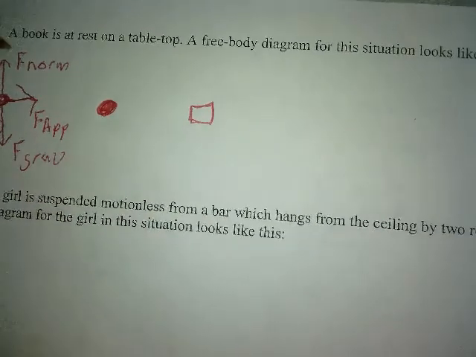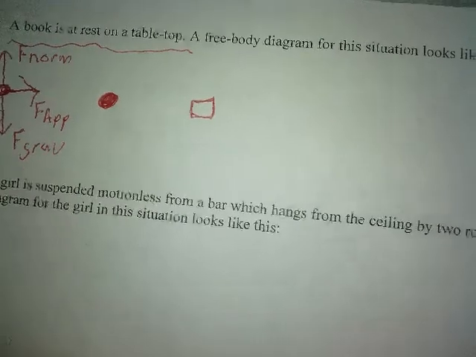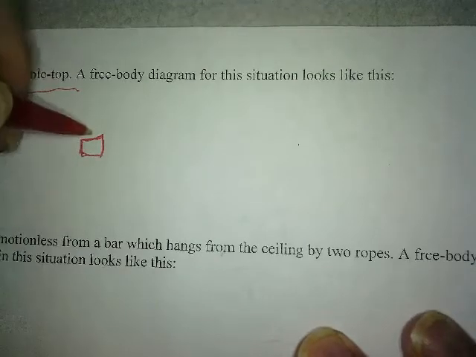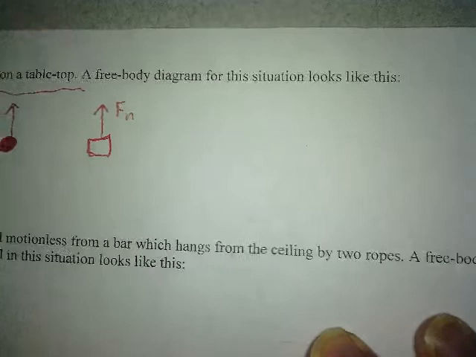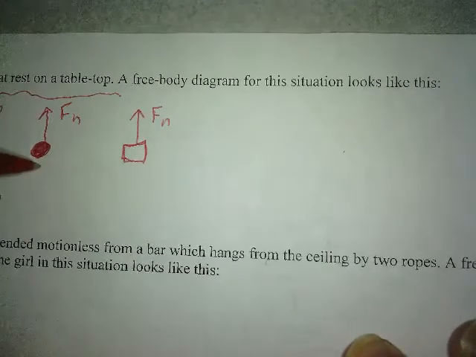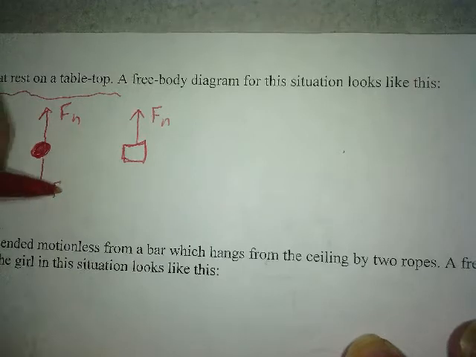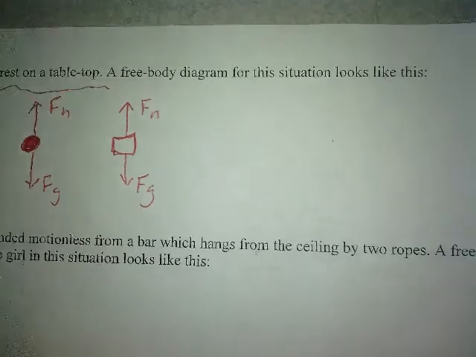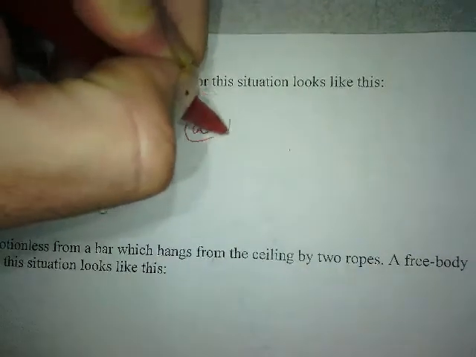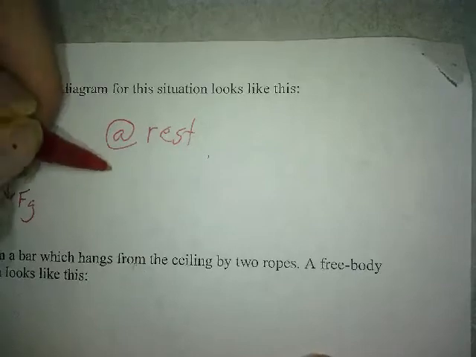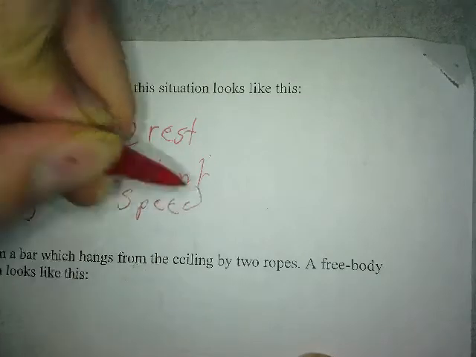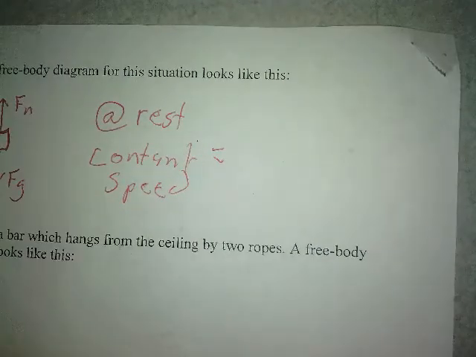Okay, so a book is at rest on the tabletop. To put this simply, we'll just go ahead and put both of these. So we have the normal force pulling up on both of them, and we have force of gravity pulling down the same amount on both of them. Now remember, anytime you have anything that is at rest or is moving at a constant speed, the length of our vectors will be equal.